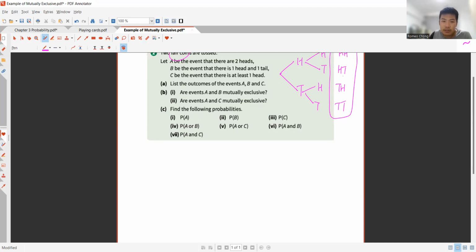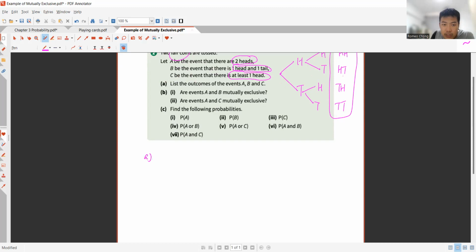So let's look at the first part. It says that A is the event that there are two heads, meaning that you want to get two heads. And then for event B, you want to get one head, one tail. And for event C, you want to get at least one tail, meaning that it can be one or two. Okay, so they ask you to list the outcomes of the events A, B, and C.